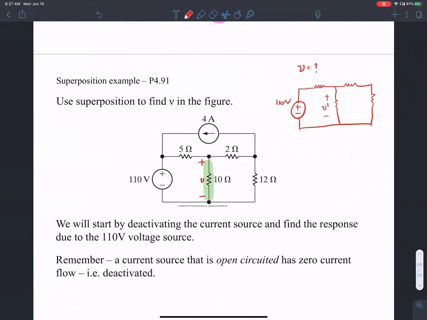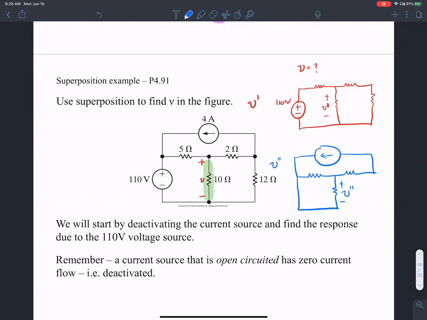So the first thing I'm going to do is to find out the value V prime when there is just one of the power sources, a voltage source, acting. Then I'm going to deactivate the second one. I'm going to find V double prime. Okay, that is the response of the circuit to the current source. So this one, I'm going to call V prime 2.